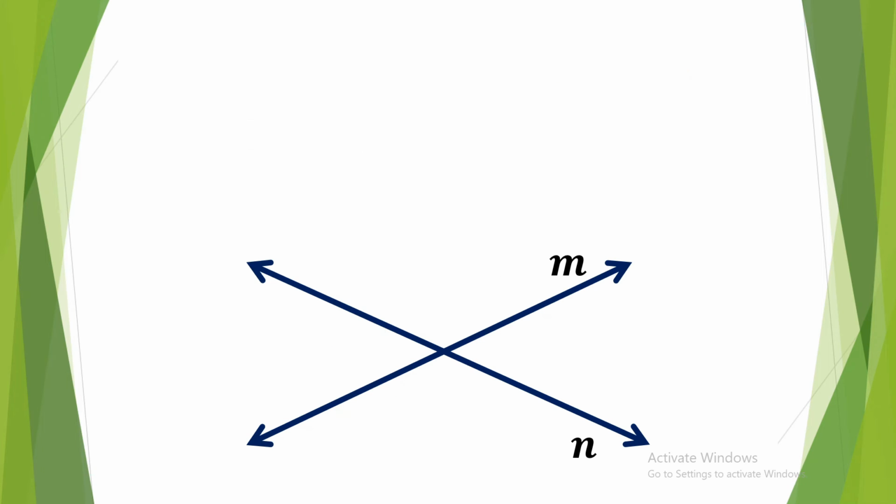Next, we have this figure. What can you see here? Very good. They are intersecting lines. Now, given two intersecting lines, we form four angles. Can you name all the adjacent angles here?